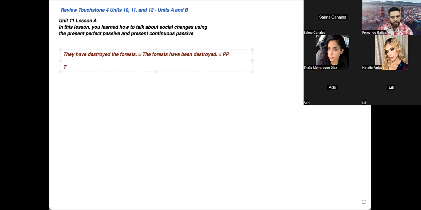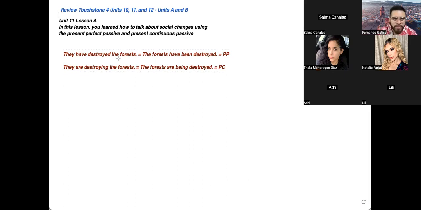But if I say they are destroying the forests, in the passive voice, that would be the forests are being destroyed. The forests are being destroyed. And of course, that is present continuous. So it's really easy to make these sentences.